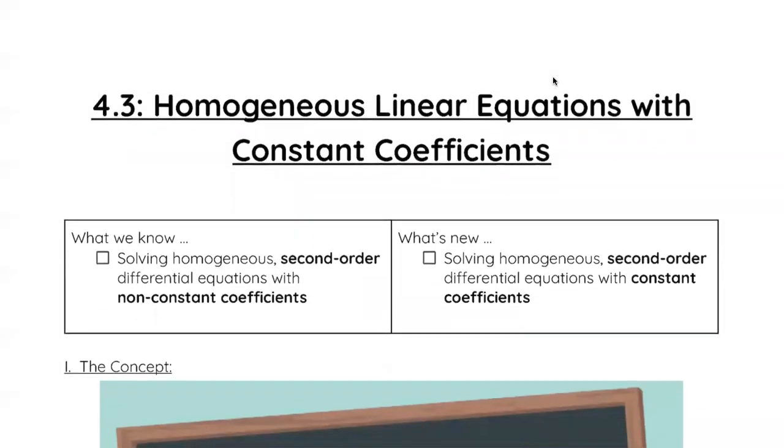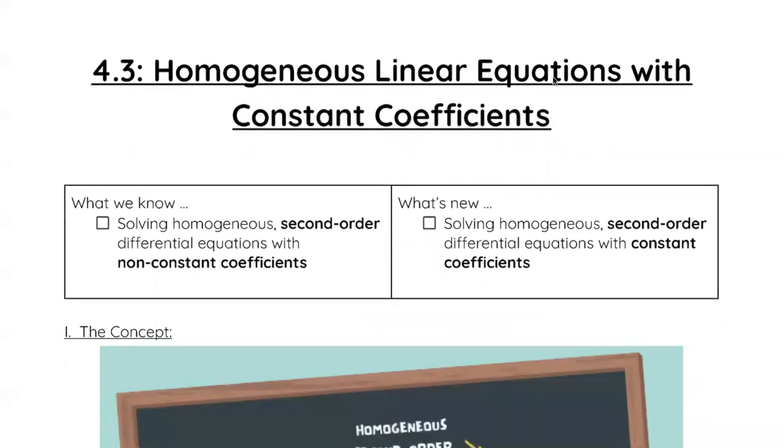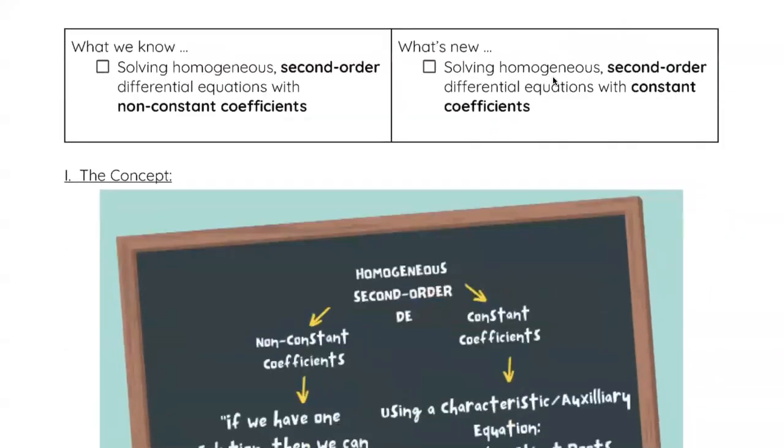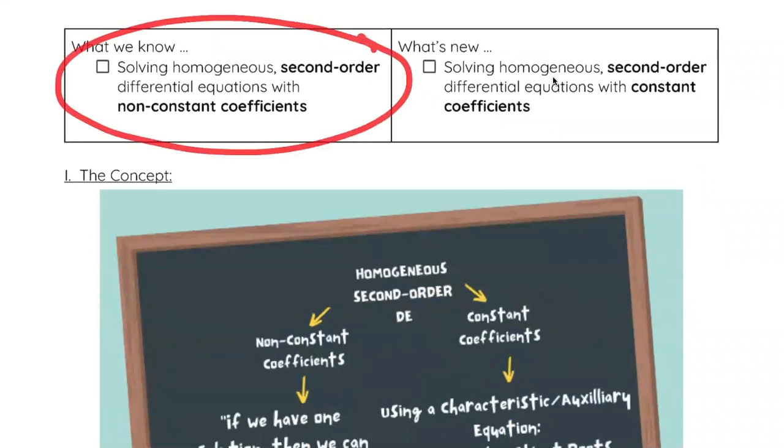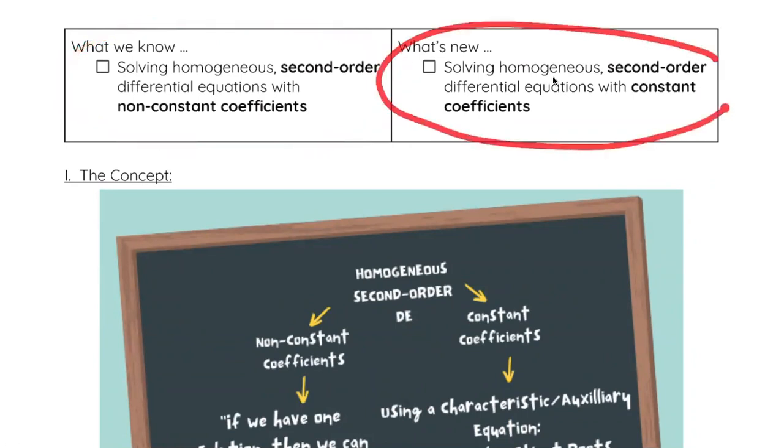All right, so let's get a head start on 4.3. In 4.3, we also have homogeneous differential equations, but in particular, we're looking at ones that have constant coefficients. What we've seen in 4.2 is what happens when we have non-constant coefficients. What we're going to see in this section today and tomorrow is what happens when we have numbers as our constant coefficients.